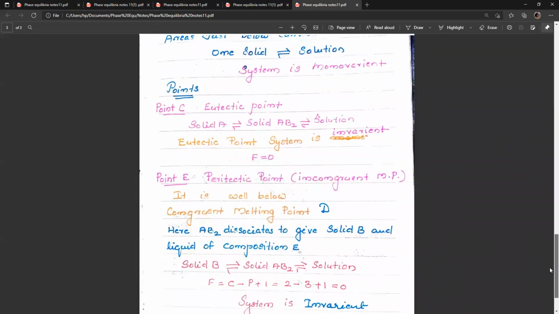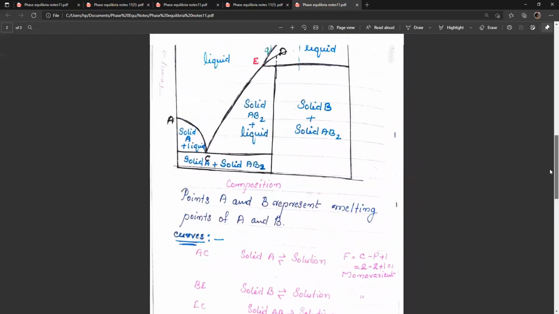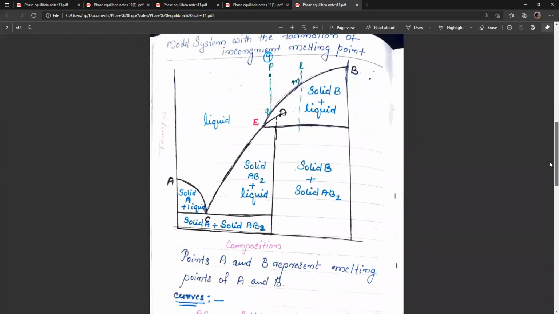And then the point E, which is the important point as far as this phase diagram is concerned. Point E is the peritectic point or incongruent melting point of the solid AB2, and point D represents the actual melting point of solid AB2, and point E is well below the actual melting point D.